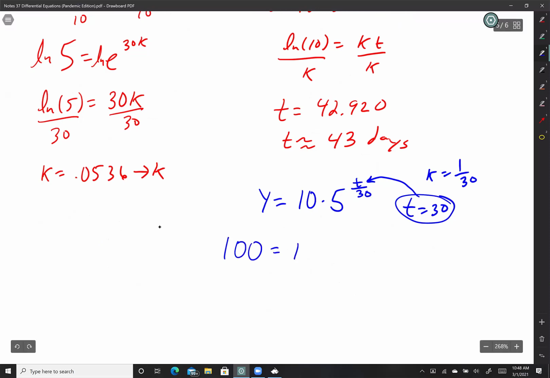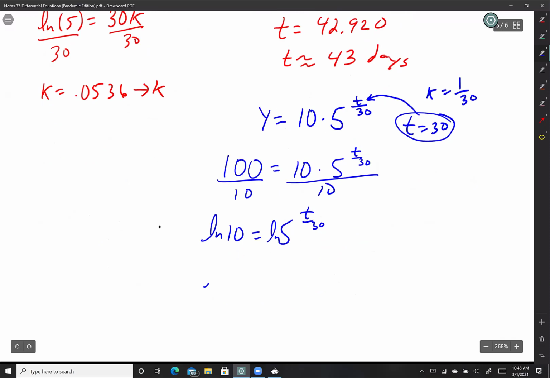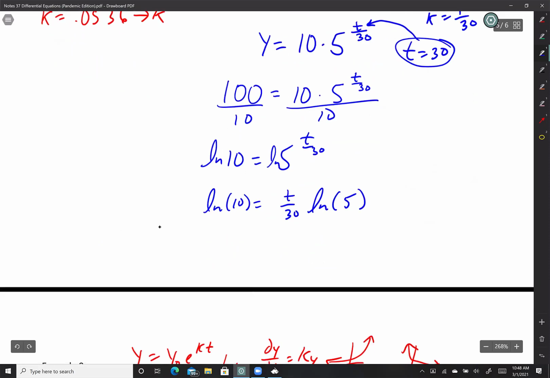100 equals 10 times 5 to the t over 30. Now I'm losing confidence, but it's going to work. Divide by 10. 10 equals 5 to the t over 30. ln, ln. So now I have ln of 10 equals t over 30 ln of 5. Divide by ln of 5, so ln of 10 divided by ln of 5. And then multiply by 30. So put the 30 here in the top. And that should be the same.